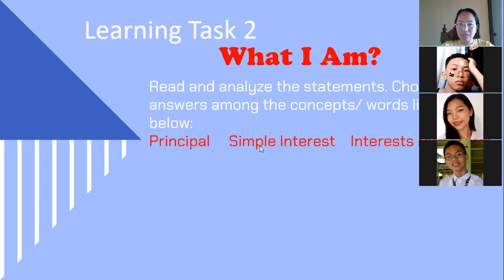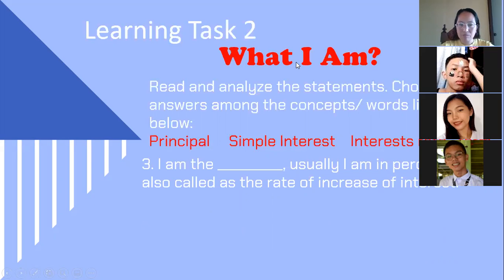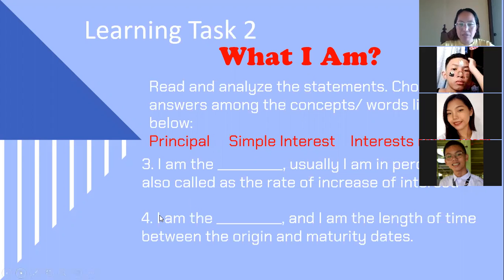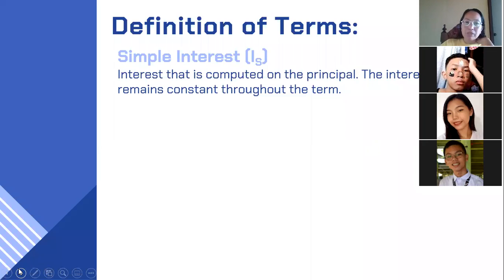Then, number 3, I am the blank. Usually, I am in percent. So, kung percent siya, it's the interest rate or the rate. Okay? Yan. Siya yung may mga percentage symbol sa problem natin. Automatic yun na po yung rate natin. Next, I am the blank and I am the length of time. So, yun na yung term na sinasabi natin. Okay? So, yun yung mga sinasabi ko kanina.